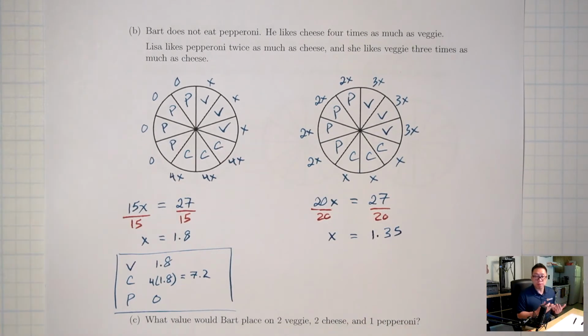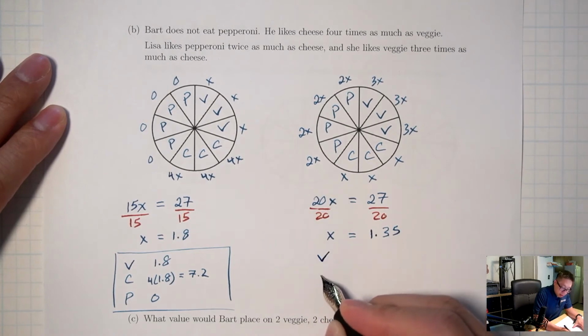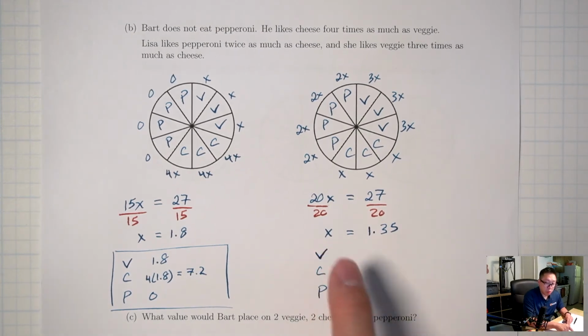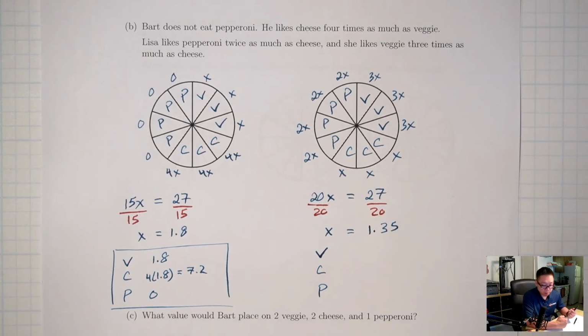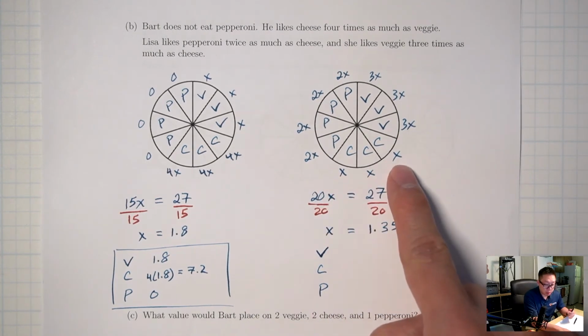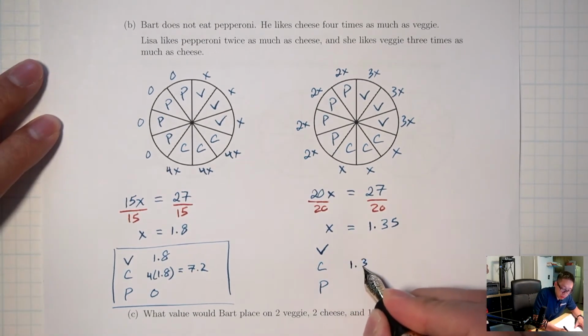Right, so now we can write the value of each slice for Lisa. We have veggie slices, we have cheese, and we have pepperoni. The 1.35 is the value of which slice? Okay, 1.35 is x. What did we label as regular x? Cheese, right? So cheese we labeled regular x. So cheese is worth $1.35.